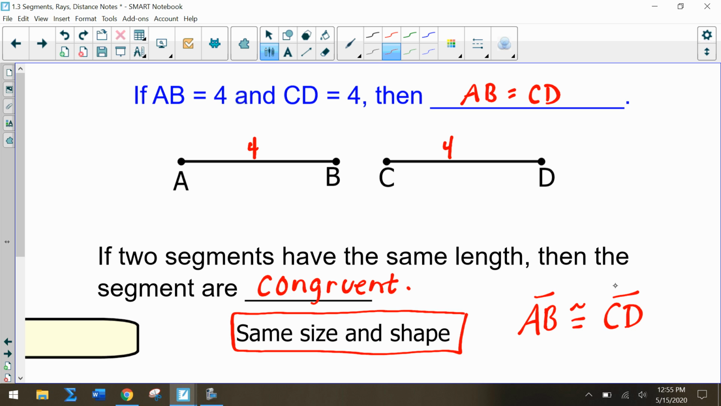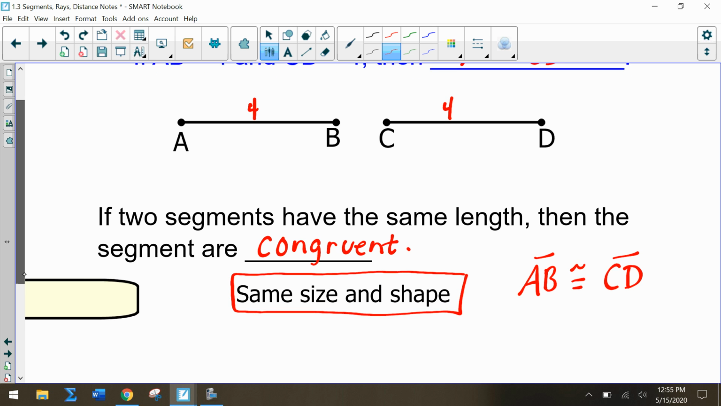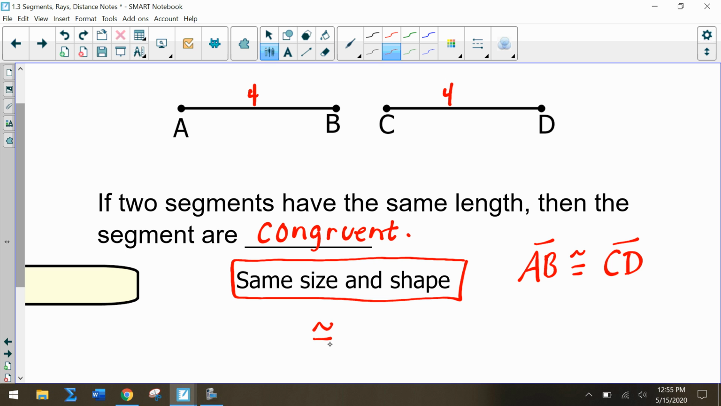So the congruent symbol looks like this. A little tilde with an equal sign. Congruent.